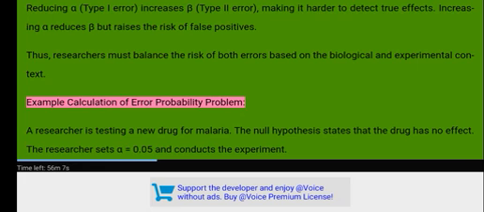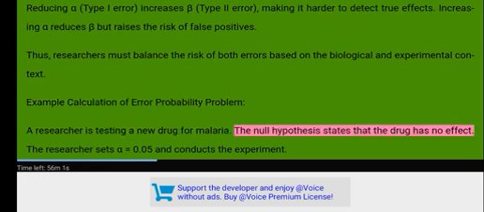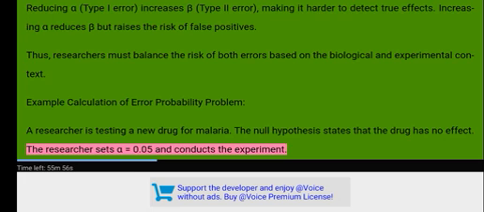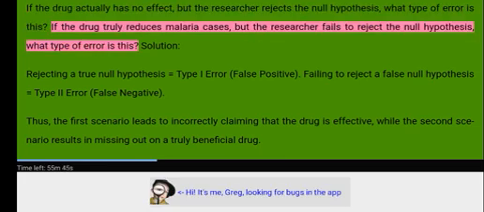Example calculation of error probability problem. A researcher is testing a new drug for malaria. The null hypothesis states that the drug has no effect. The researcher sets alpha equals 0.05 and conducts the experiment. If the drug actually has no effect, but the researcher rejects the null hypothesis, what type of error is this? If the drug truly reduces malaria cases, but the researcher fails to reject the null hypothesis, what type of error is this?